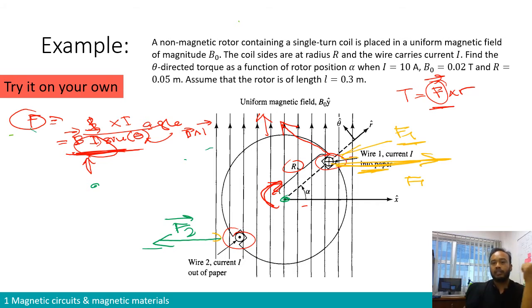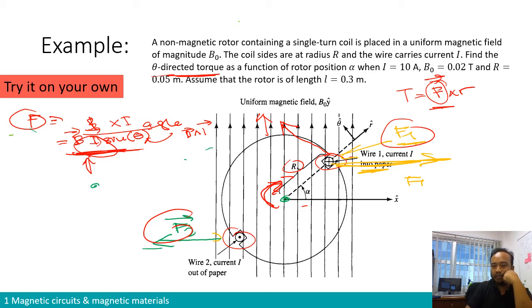There is a certain force on the two conductors, but the question is not just that. The question asks us to find the torque. In order to find the torque, you need to calculate the forces first, and then you have to multiply by R. So how do we calculate the force? Let's have a look one by one. Let's take a look at force F1.